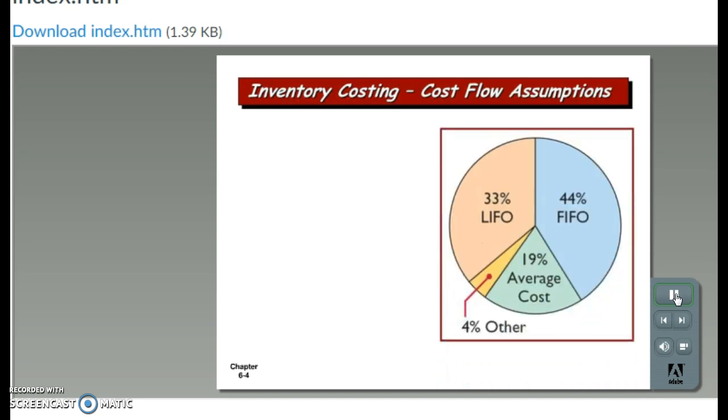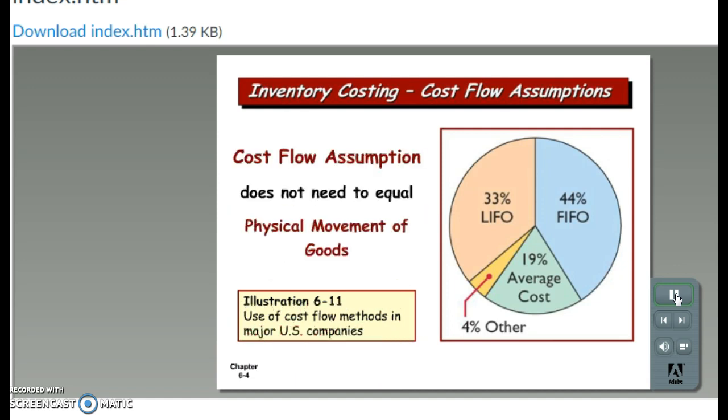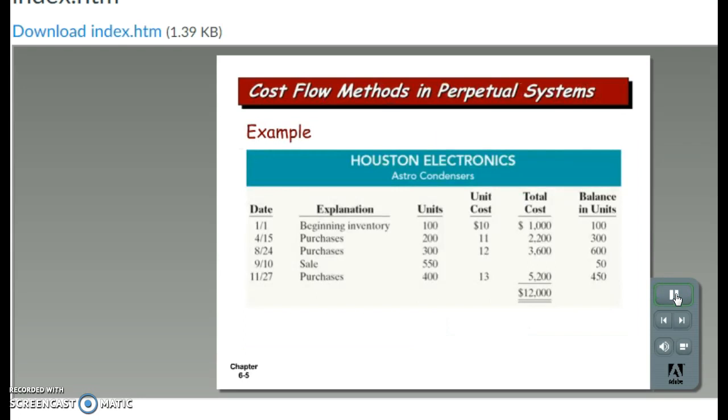The illustration shows the use of the various inventory costing methods. The cost flow assumption does not need to equal the actual physical movement of goods. For example, grocery stores may use the LIFO method for accounting purposes, even though the oldest merchandise is sold first to the customers. Companies maintain consistency between the years of the inventory methods they use. That is, they do not switch back and forth between the methods. The perpetual inventory system presented in Appendix 6A will be emphasized in this accounting course.